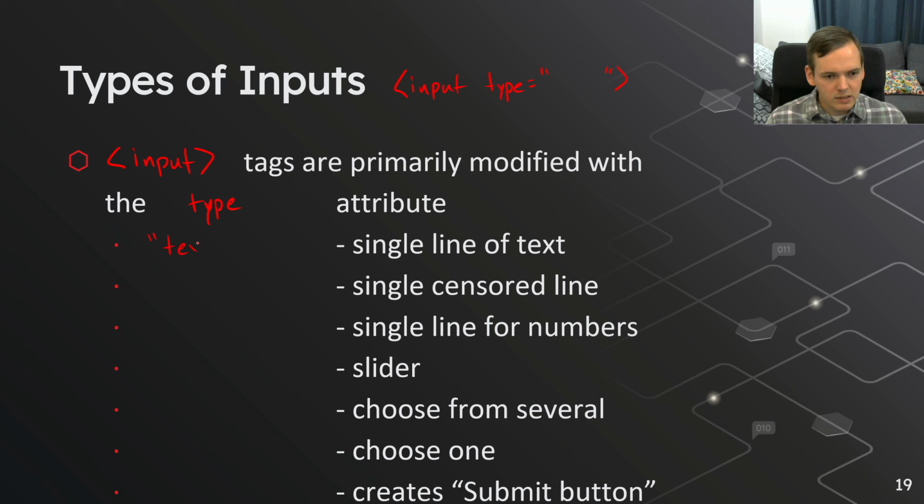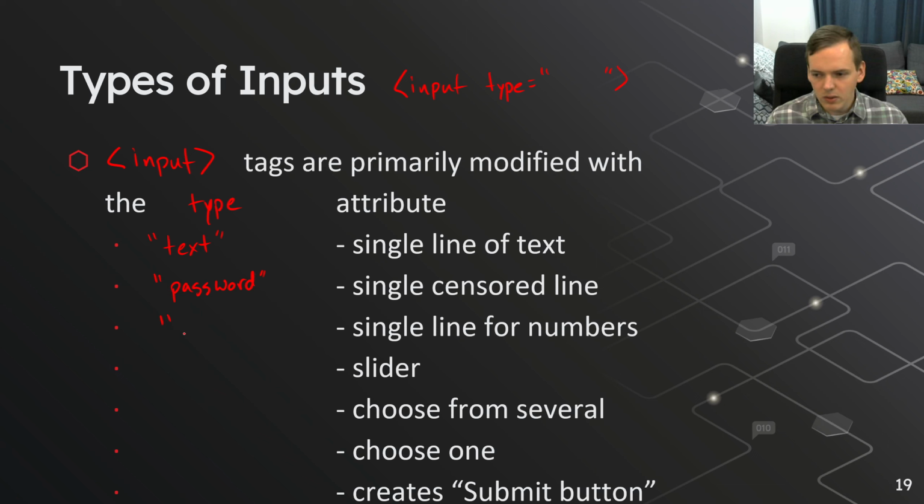So the text will create a single line of text. So that's most of what you're used to seeing, like those short little text boxes, that's probably a text type. The password creates a censored line. So if you've ever seen when you're typing in your password on a website, it shows either stars or dots. That's because that's a password type. So it doesn't have to be for a password, it just has to be for something that you don't want showing up on the screen while people are typing it.